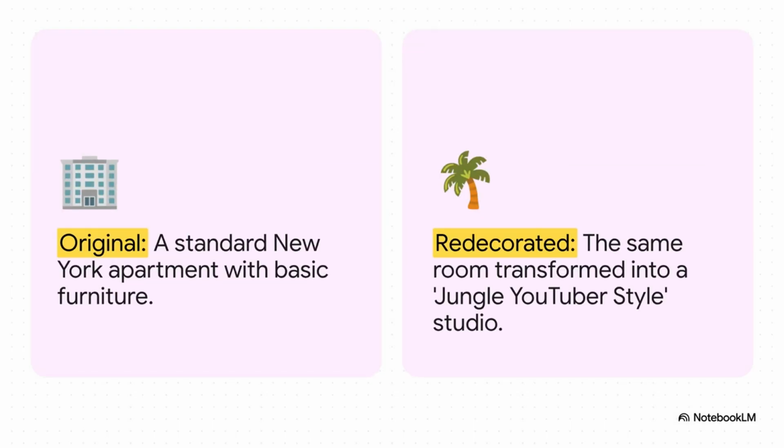It's also an amazing tool for just visualizing things. You can upload a photo of your own room and just tell it to redecorate. In this case, a pretty standard New York apartment was instantly transformed into a jungle YouTuber-style studio. I mean, look at it. It's got the plants, the neon lights, the camera gear. It keeps the room's actual layout, but completely revamps the entire vibe based on that simple text prompt.